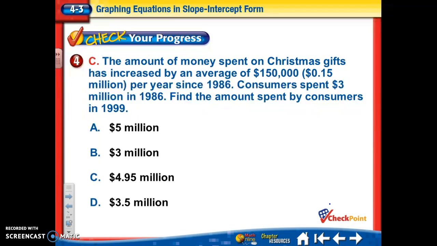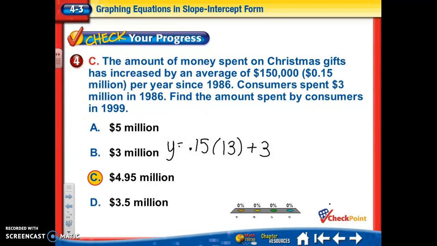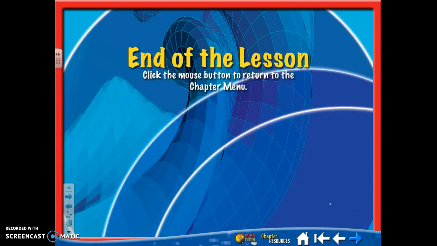And then if we want to find out how much is spent in 1999, okay, well, that is 13 years after 1986. So I'd put in 13 for my X, and I would be doing 0.15 times 13 plus the 3, and if you type that all in, you should end up with 4.95. And that wraps up all of 4.3.